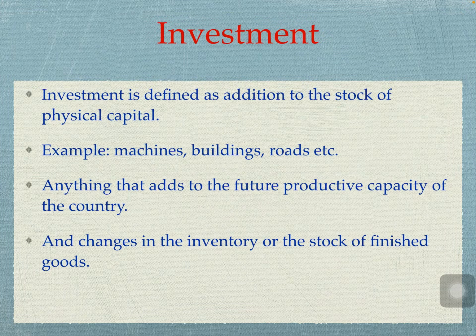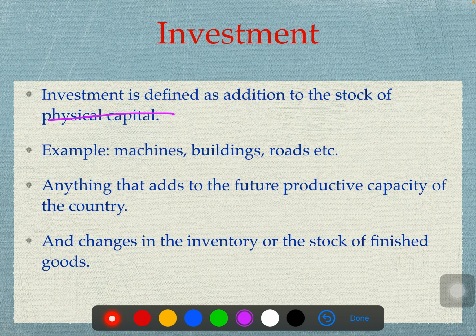Before going through a graph, first of all, you have to understand what investment is all about. Investment means an addition to the stock of physical capital. What is the meaning of physical capital? Physical capital means the goods which you can touch and feel, you can see. Whenever any company, any firm, anybody is going to invest, they invest in goods which are durable. For example, it can be machineries, buildings, roads, any of these kinds of things.